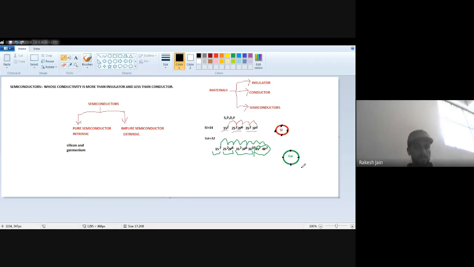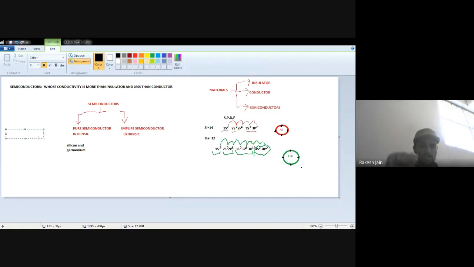These are pure semiconductors, and the outermost orbit electrons are known as valence electrons. So we can say pure semiconductors are those elements of the periodic table which consist of valence electrons. Valence electrons means what? You understand the technical word valence electron? The outermost orbit electron.